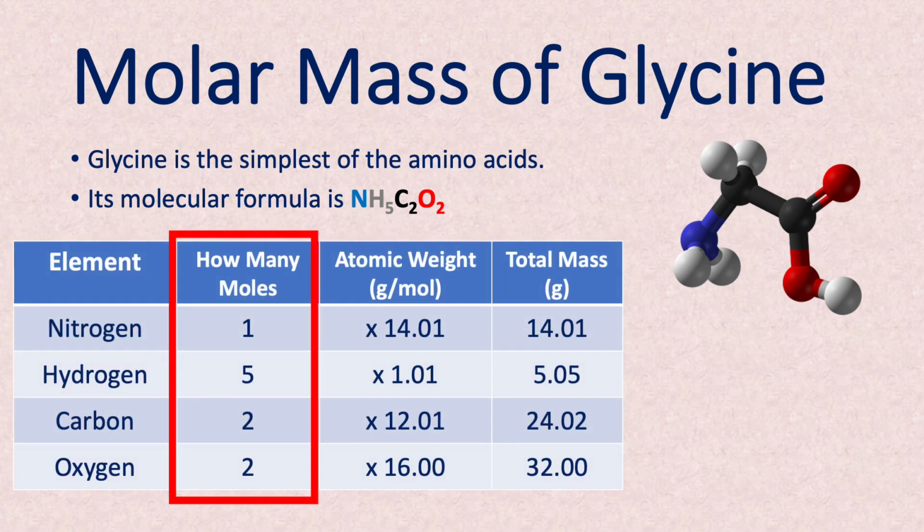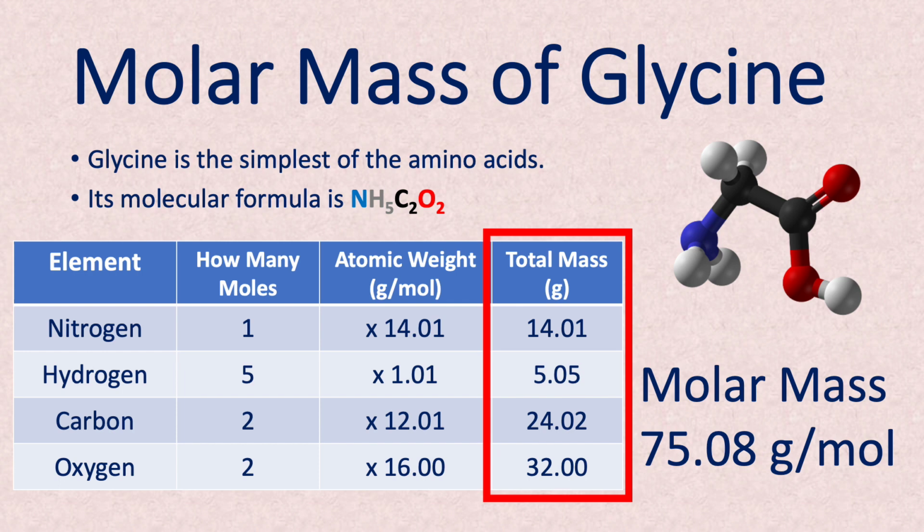I'll first identify the moles of element present per mole of glycine, which are 1 mole of nitrogen, 5 moles of hydrogen, 2 moles of carbon, and 2 moles of oxygen. Multiply each mass by the moles of element present to give the masses of each element. The sum is the molar mass, 75.08 grams per mole.